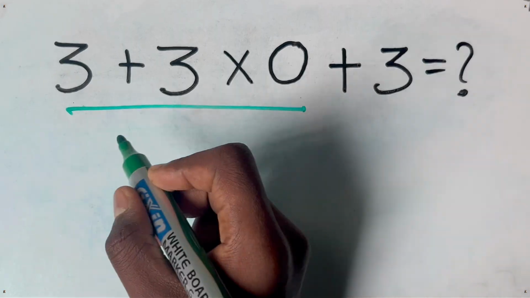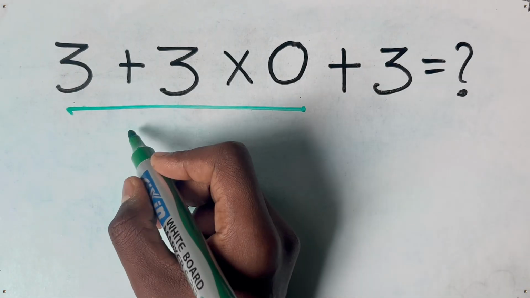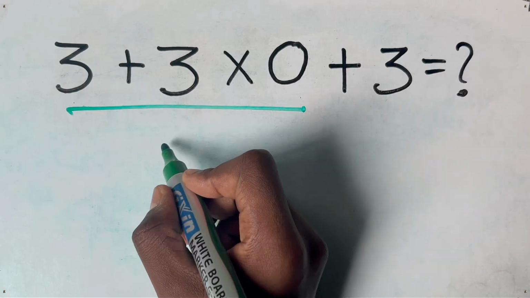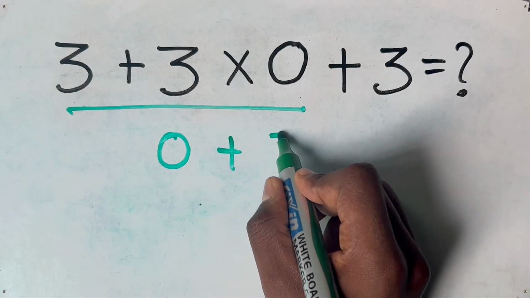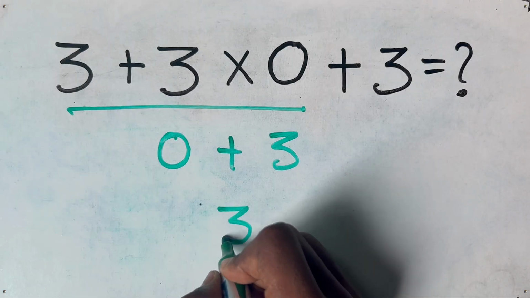3 plus 3 times 0 gives us 0, because any number times 0 is 0 itself. And then 0 plus 3 equals 3. But this answer is not correct.